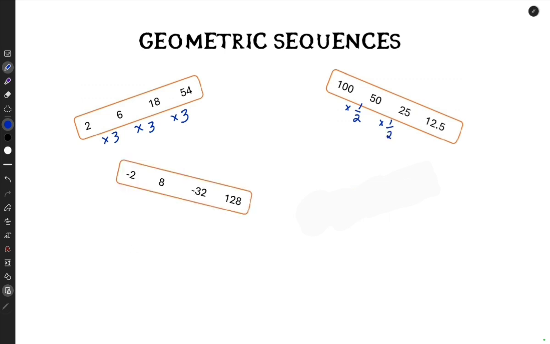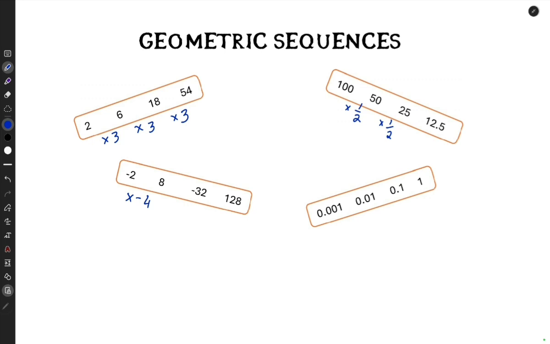Okay, and another one. Now you would notice something strange, that the first term is negative, the second term is positive, and then negative, and then positive. So it alternates the whole time. In this case, the common ratio would be -4. So it's not that the ratio is small, it's just that the ratio is negative, and that's why the sign changes the whole time.